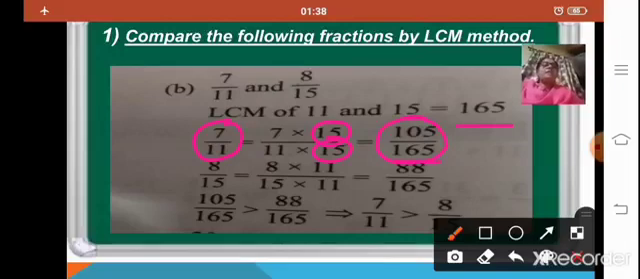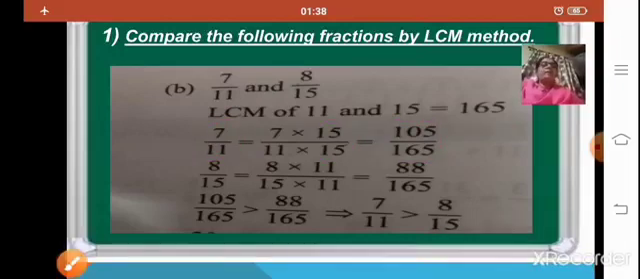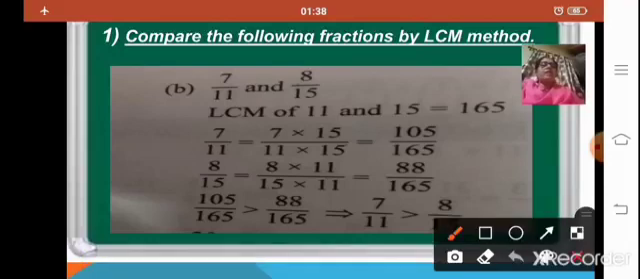Now when we take the second fraction, 8 upon 15, again 15 into 11 will give you 165. Now 11 is multiplied to the denominator 15, so 11 also will be multiplied to the numerator. So 11 into 8 is 88 upon 165.